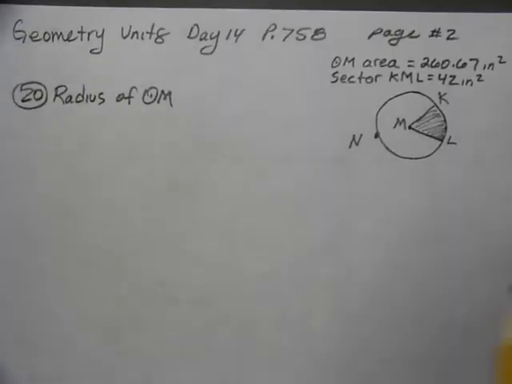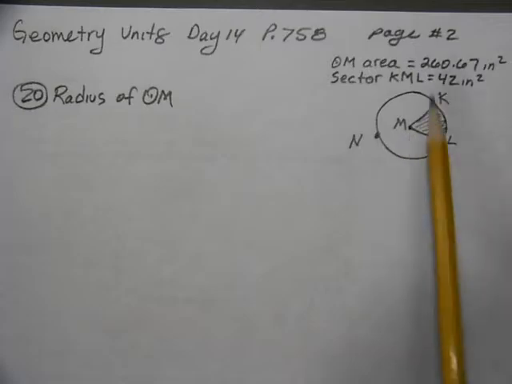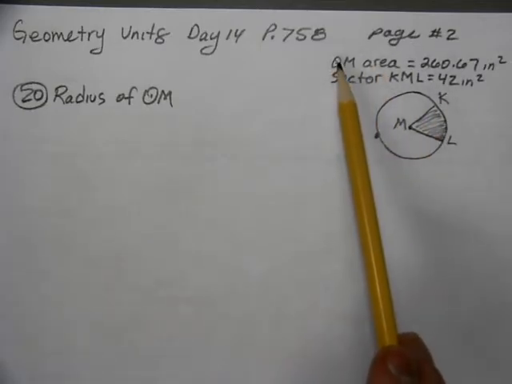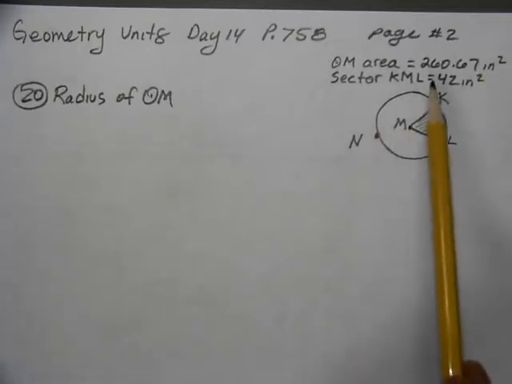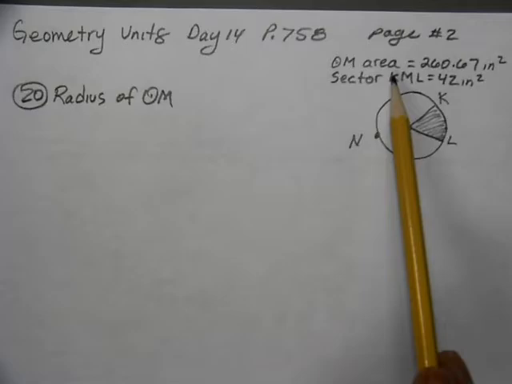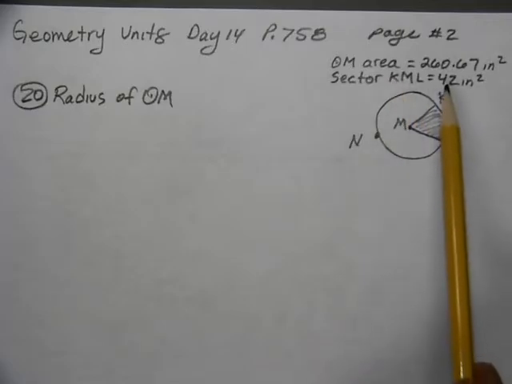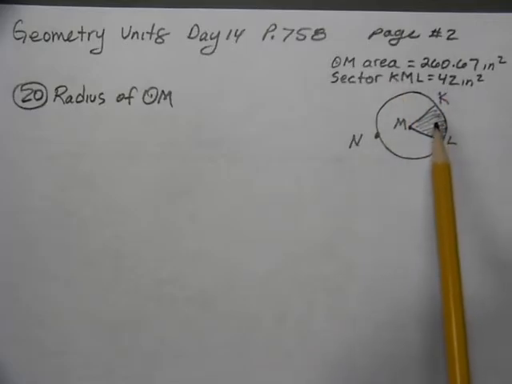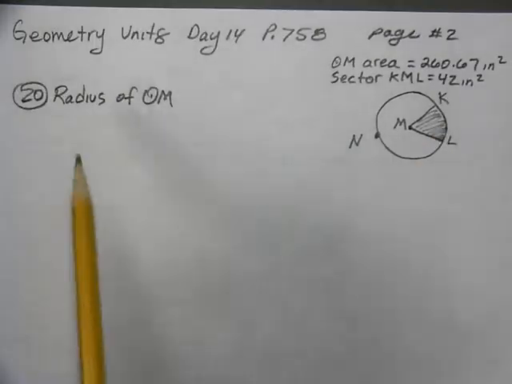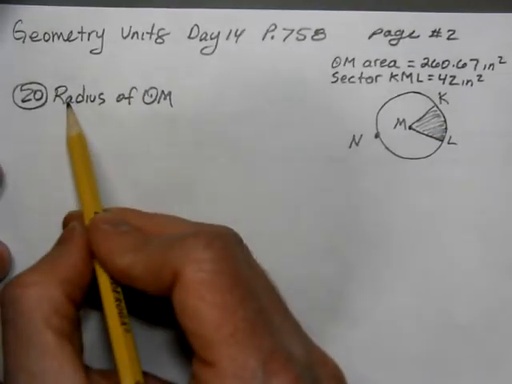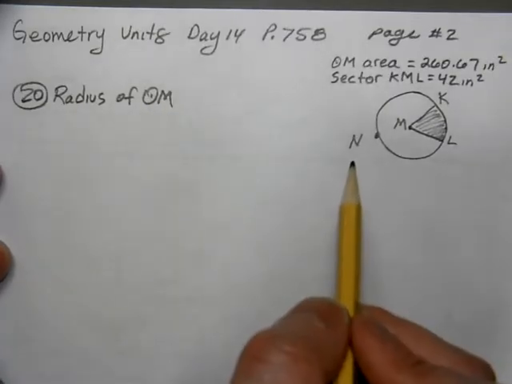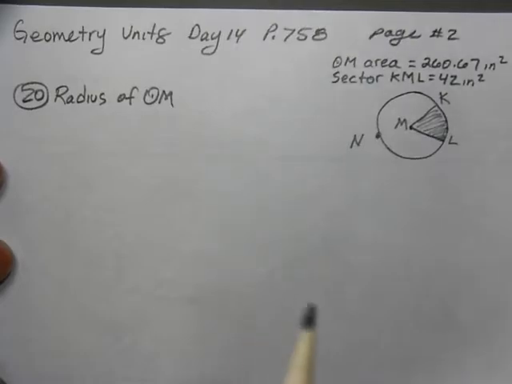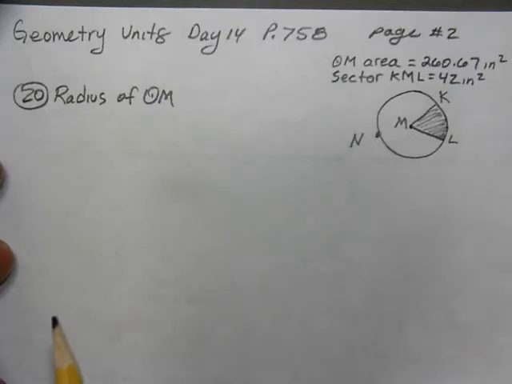The figure that we're using is circle M. We know the area of circle M is 260.67 inches squared. The sector that's formed by KML is equal to 42 inches squared. We have a variety of questions we'll answer. Find the radius of circle M. So you've got to come up with a problem-solving way to figure out what do you need to know, how are you going to calculate that.